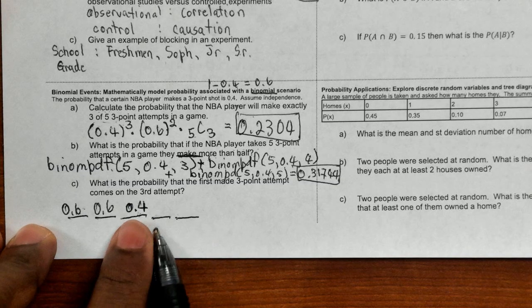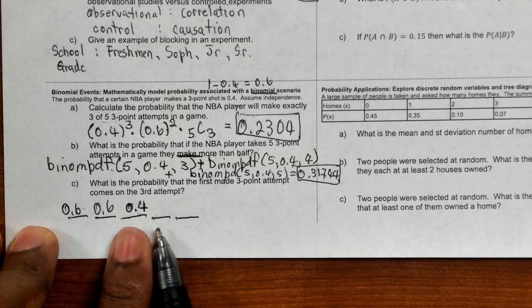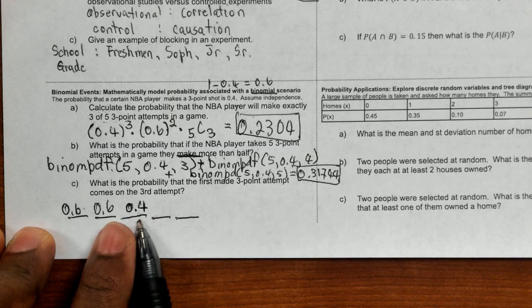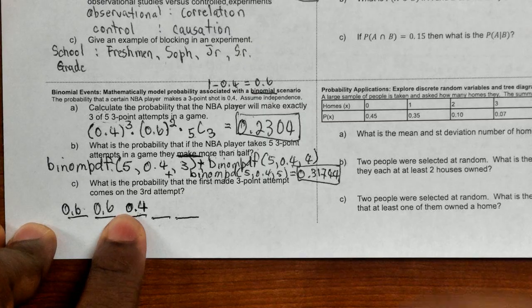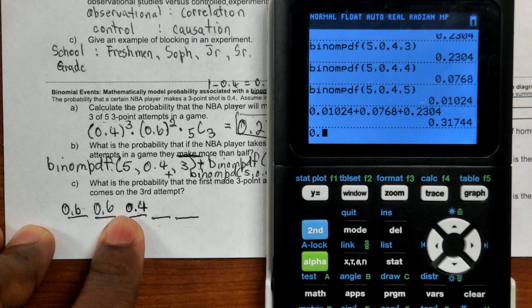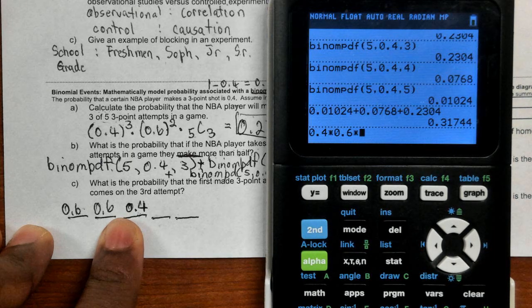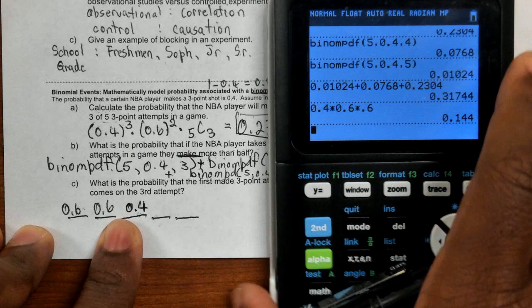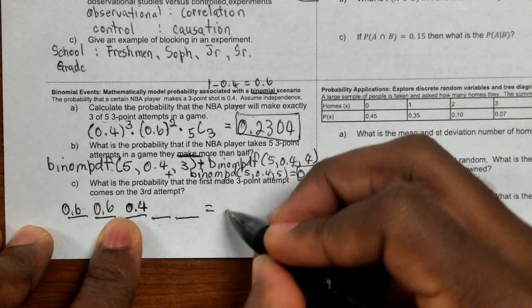I don't care about when I make it any other time afterwards, or if I miss it. I just need to take into consideration that I make it the third time. So when I multiply all these together, I do 0.4 times 0.6 times 0.6, and I get 0.144.